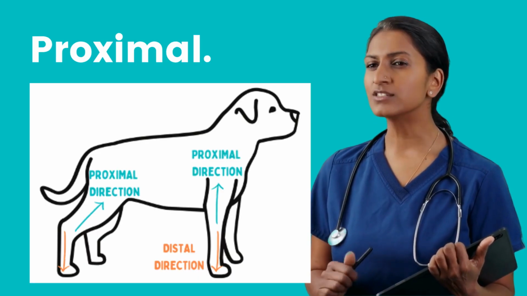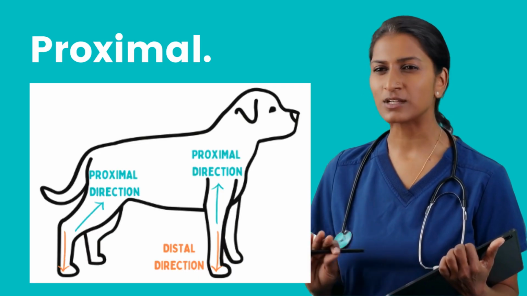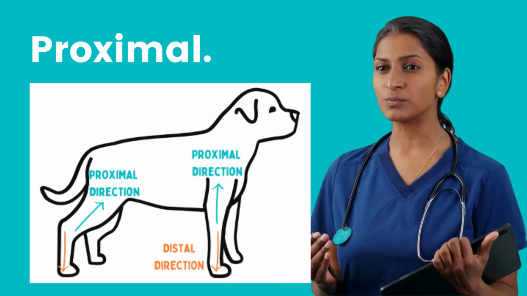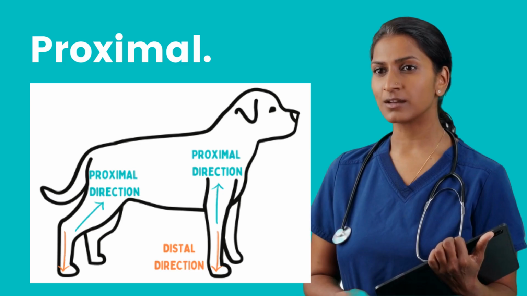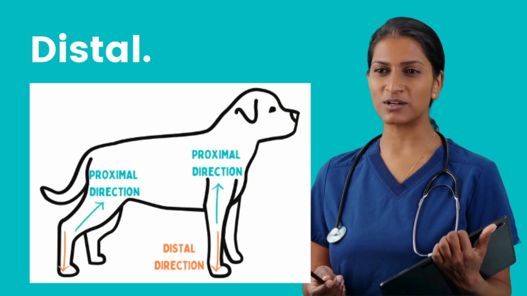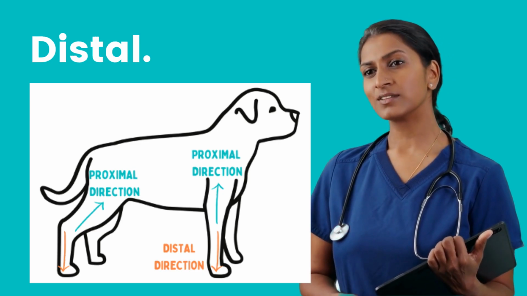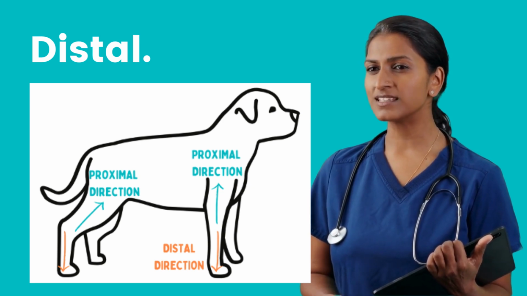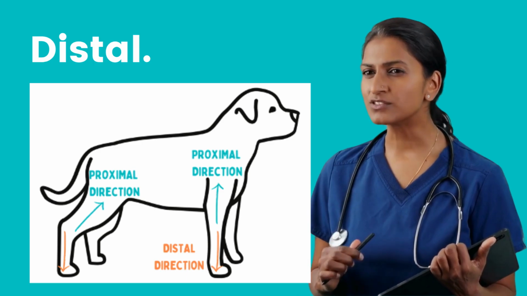Proximal is a term used in reference to the limbs and means closer to the body or in a direction towards the body. For example, the knee is proximal to the ankle. Distal is a term used in reference to the limbs and means further away from the body or in a direction away from the body. For example, the elbow is distal to the shoulder.